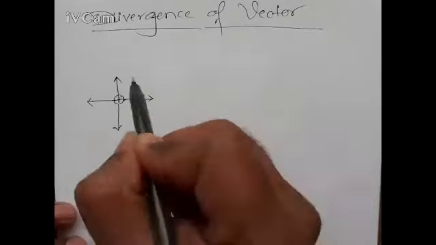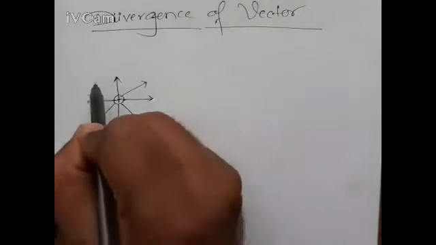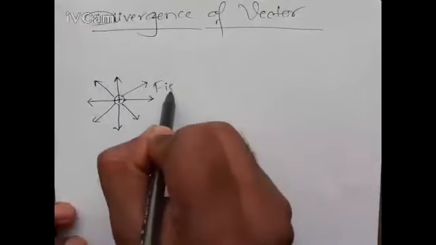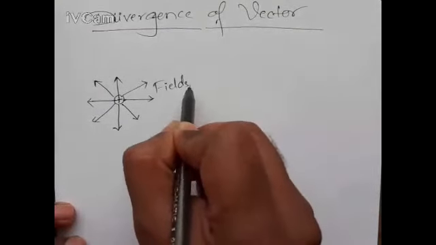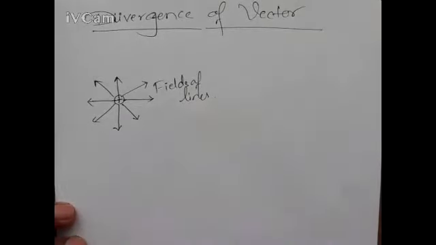What is happening? These vector field lines are vectors, and these vectors are going out. Those are diverging from the center point. From the center point, those are moving away. This is called divergence of a vector. These are the field lines. From the positive charge, it is moving away. The direction is always taken from the positive to negative.